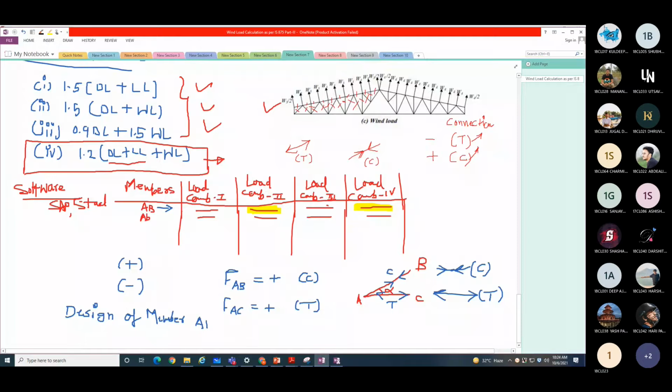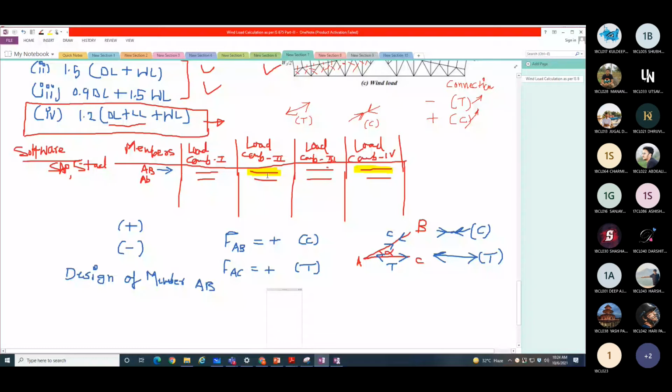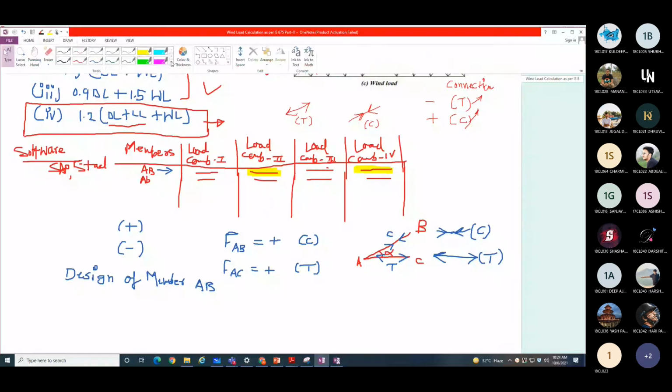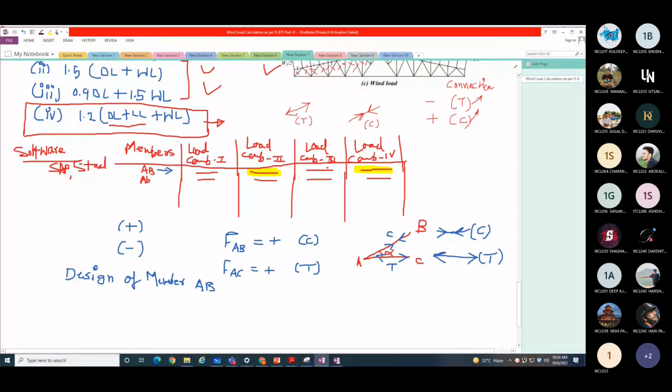I am getting the forces in this member AB for load combinations 1, 2, 3 and 4. Now among these four, load combinations 1 and 2 are positive values, just as an assumption, right? And load combinations 3 and 4 are negative values. From the two positive values, this is the maximum, and from the negative values, this is the maximum, so I will choose these values.